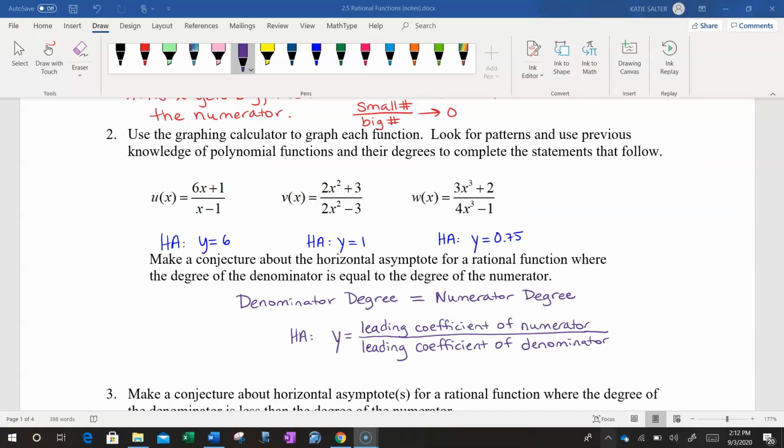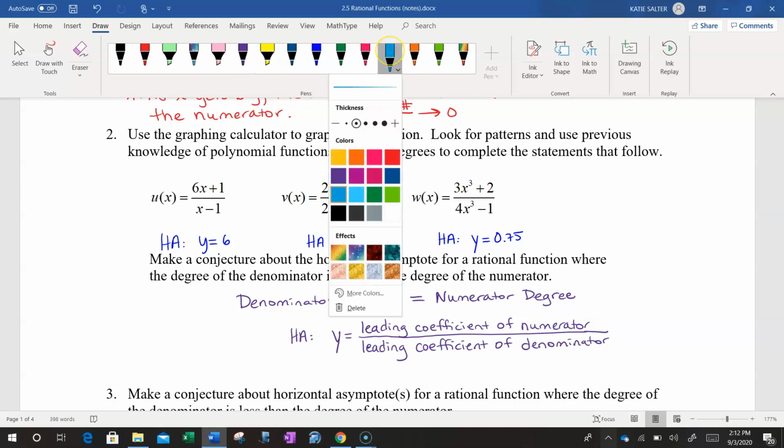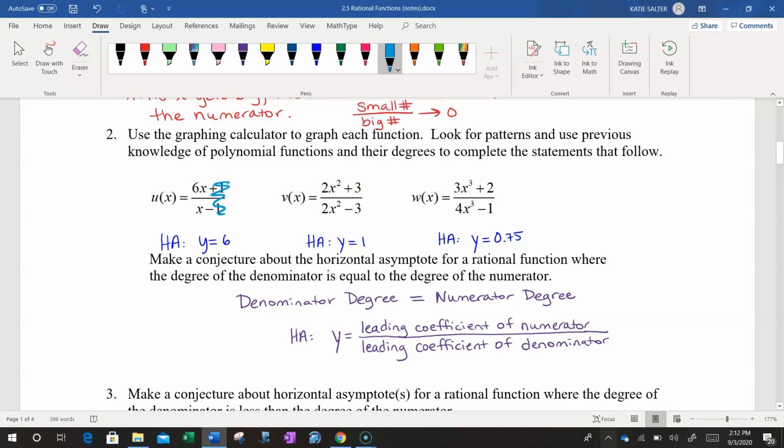Okay, so for all three of these functions, the degree was the same. So if the degree is the same, if both the numerator and the denominator are linear, or they're both quadratic, the only thing that would make one grow faster than the other is their leading coefficient. Again, as x gets really big, the leading terms are what control this. So that +1 -1 doesn't really matter.